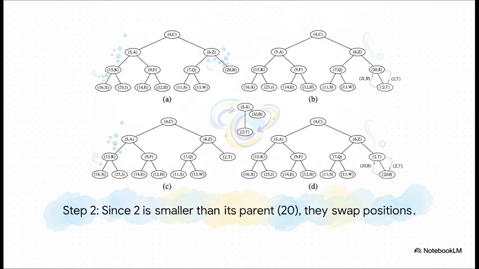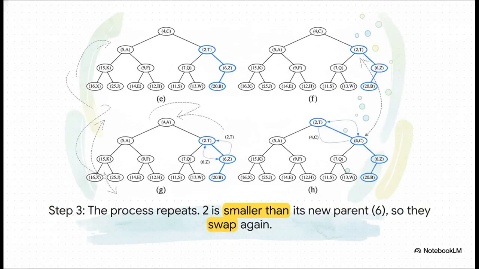The heap looks at our new 2 and compares it to its parent, which is 20. Well, 2 is definitely a higher priority, so swap. Just like that, our new item has started its climb. And it doesn't stop there. The process just repeats. The 2 is now compared to its new parent, 6. Still higher priority? You bet. So they swap again. It's literally bubbling up the tree, one level at a time.